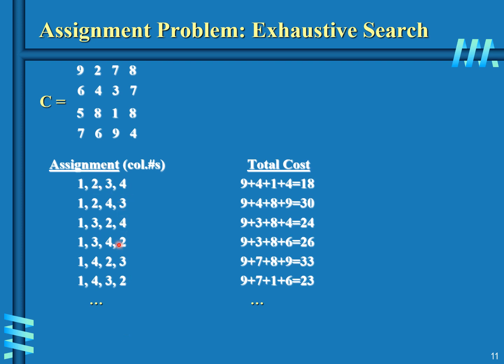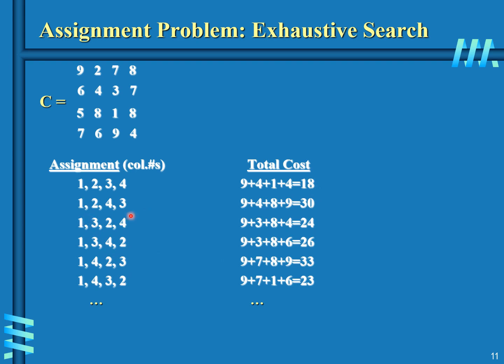So we have to generate all the combinations now. What does this combination say? You are assigning person 1 to job 1, person 2 to the second job, person 3 to the third job, person 4 to the fourth job. So you have to add all these costs. So 9 plus 4 plus 1 plus 4, that is, the total cost is 18.